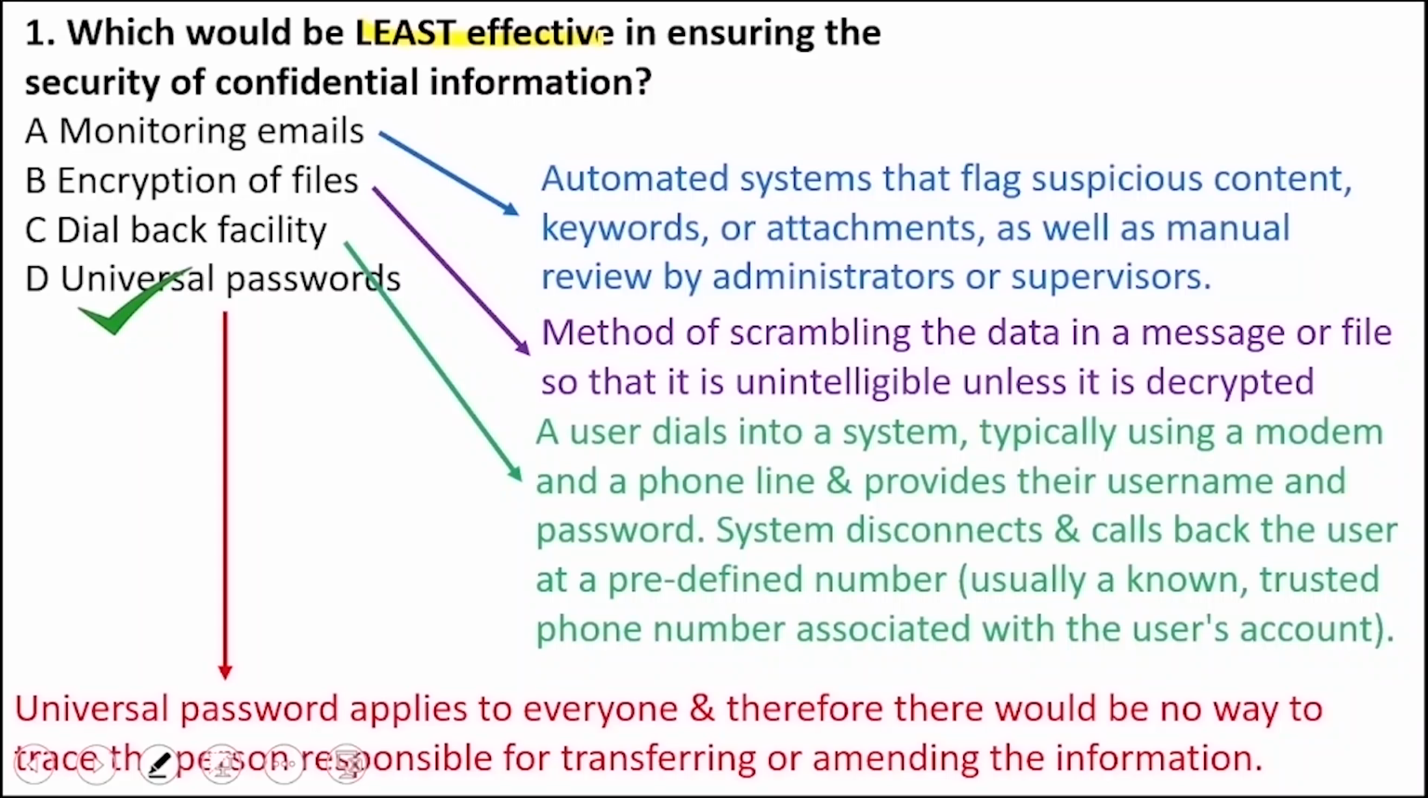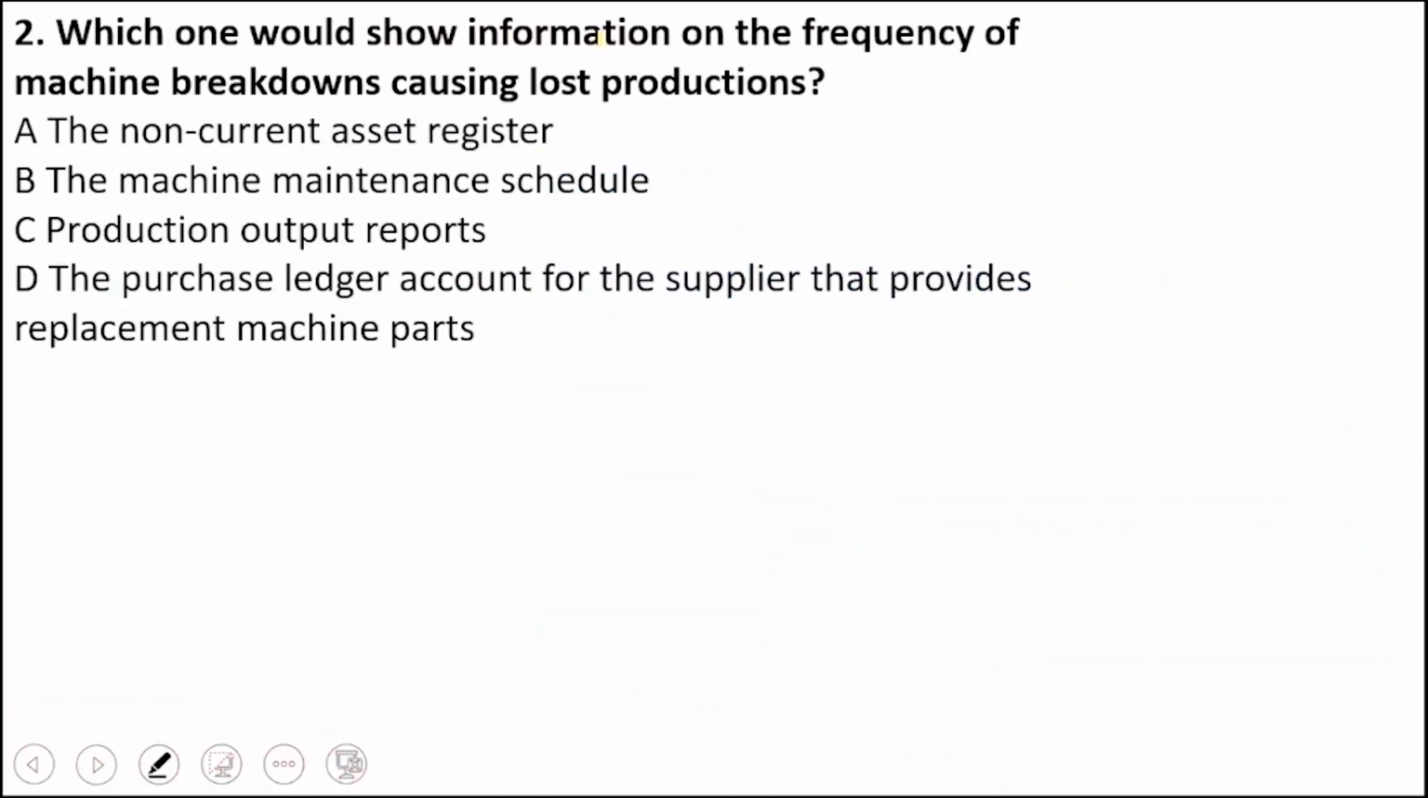Moving on to question number 2. Which one would show information on the frequency of machine breakdowns causing lost production? Option A, the non-current asset register. The non-current asset register is just a register of fixed assets. So definitely that will not show the frequency of machine breakdowns.